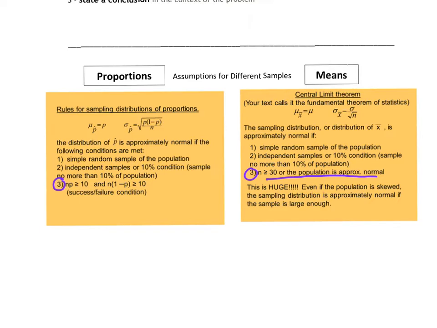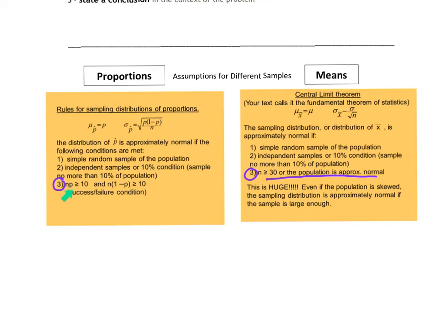Okay, but for proportions for today's lesson, there's a different check that we have to do. It's called the success and failure condition. And so what we're going to check for is our sample size times the proportion greater than or equal to 10? And is our sample size times 1 minus the proportion greater than or equal to 10? So it's called success failure because if p is my probability of success, then 1 minus p is my probability of failure, right?